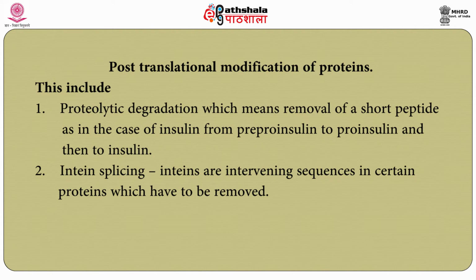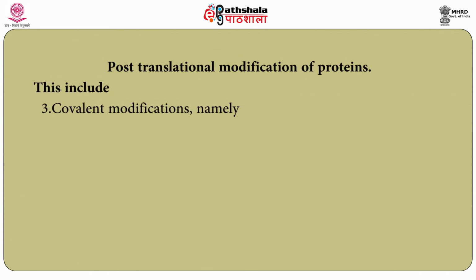What happens here? Proteolytic degradation, which means a removal of a short peptide, as in the case of insulin, from pre-proinsulin to proinsulin and then to insulin. The second type of modification is called intein splicing. What are inteins? They are intervening sequences in certain proteins which had to be removed. And the other type of modification is covalent modifications.